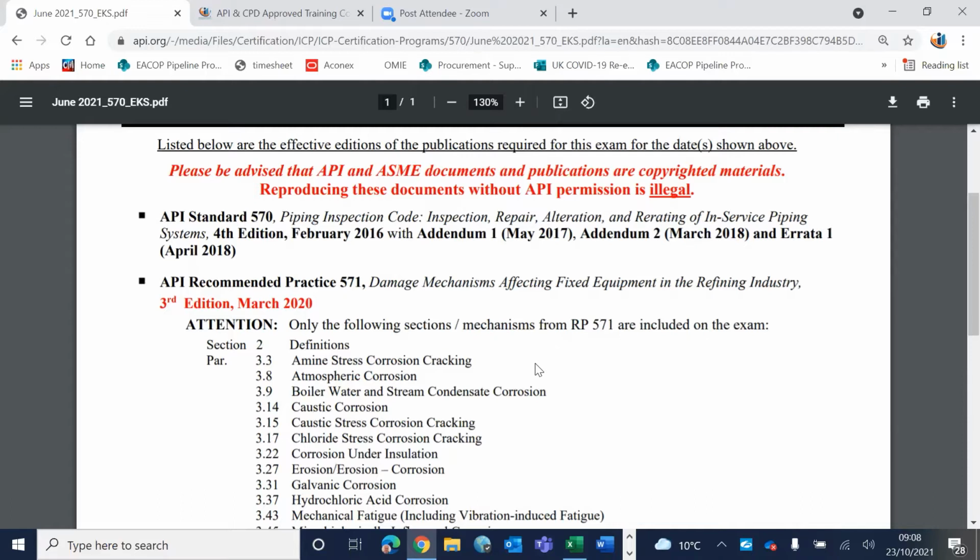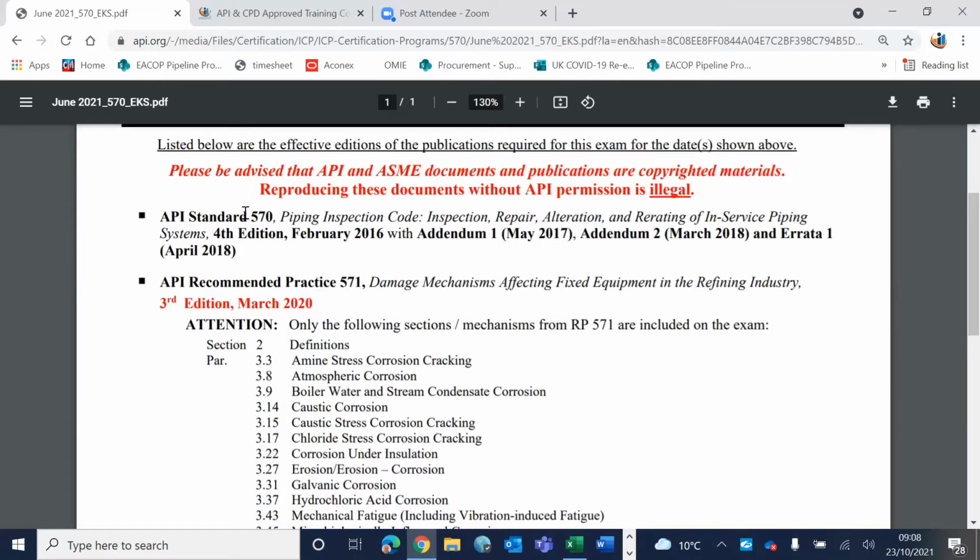So 570 is the most important document that you should study. 570 together with 574 probably constitute around 75, 80 questions out of 150 questions. So almost half of the questions come from here, okay?